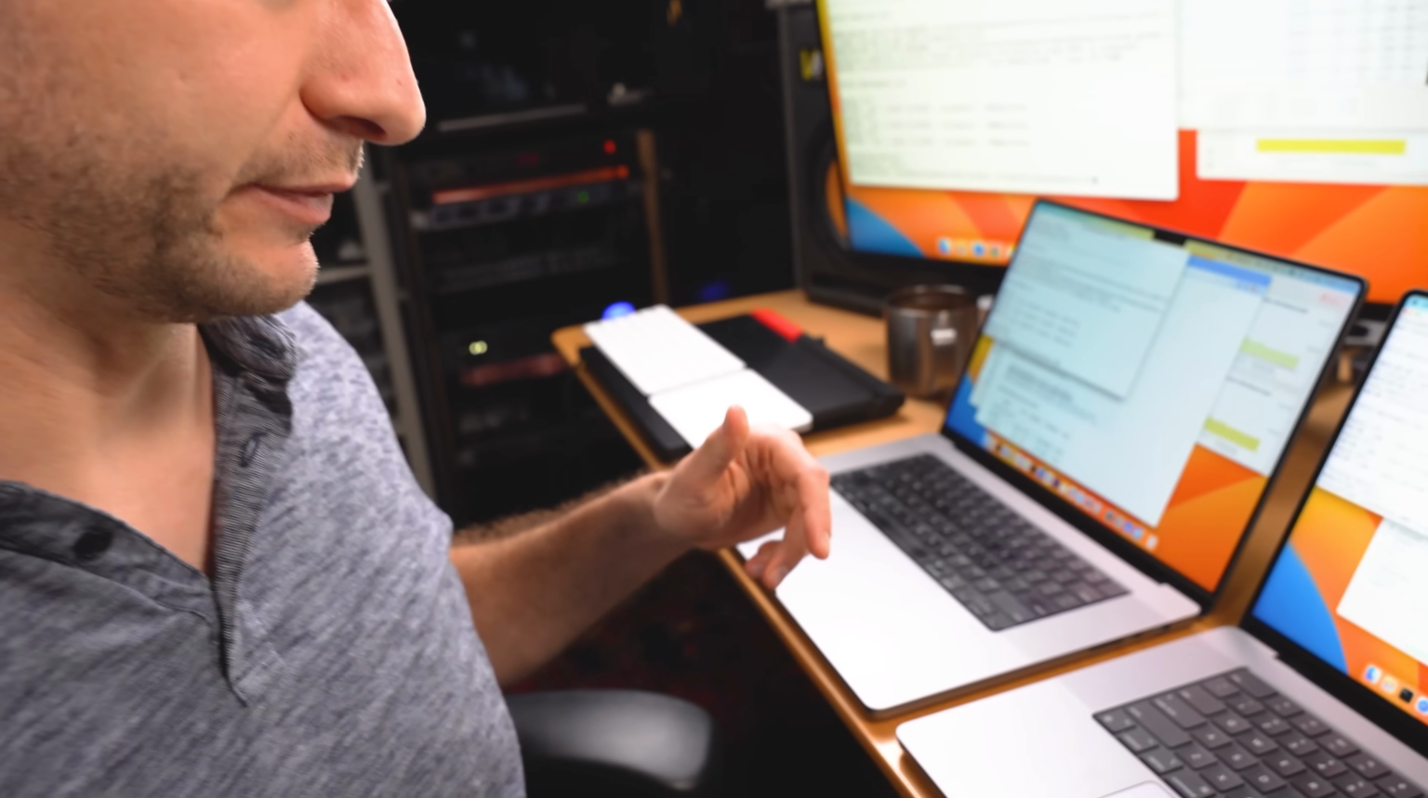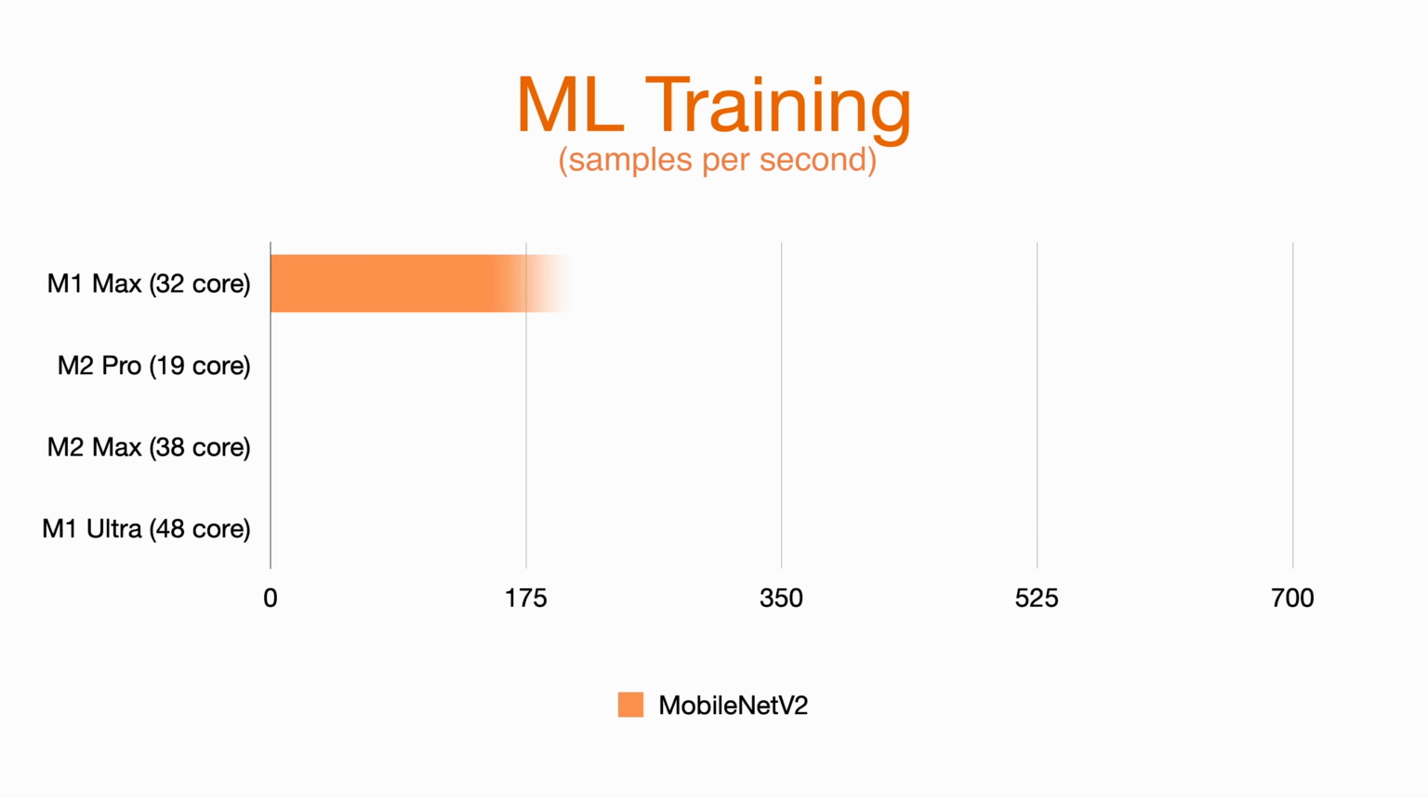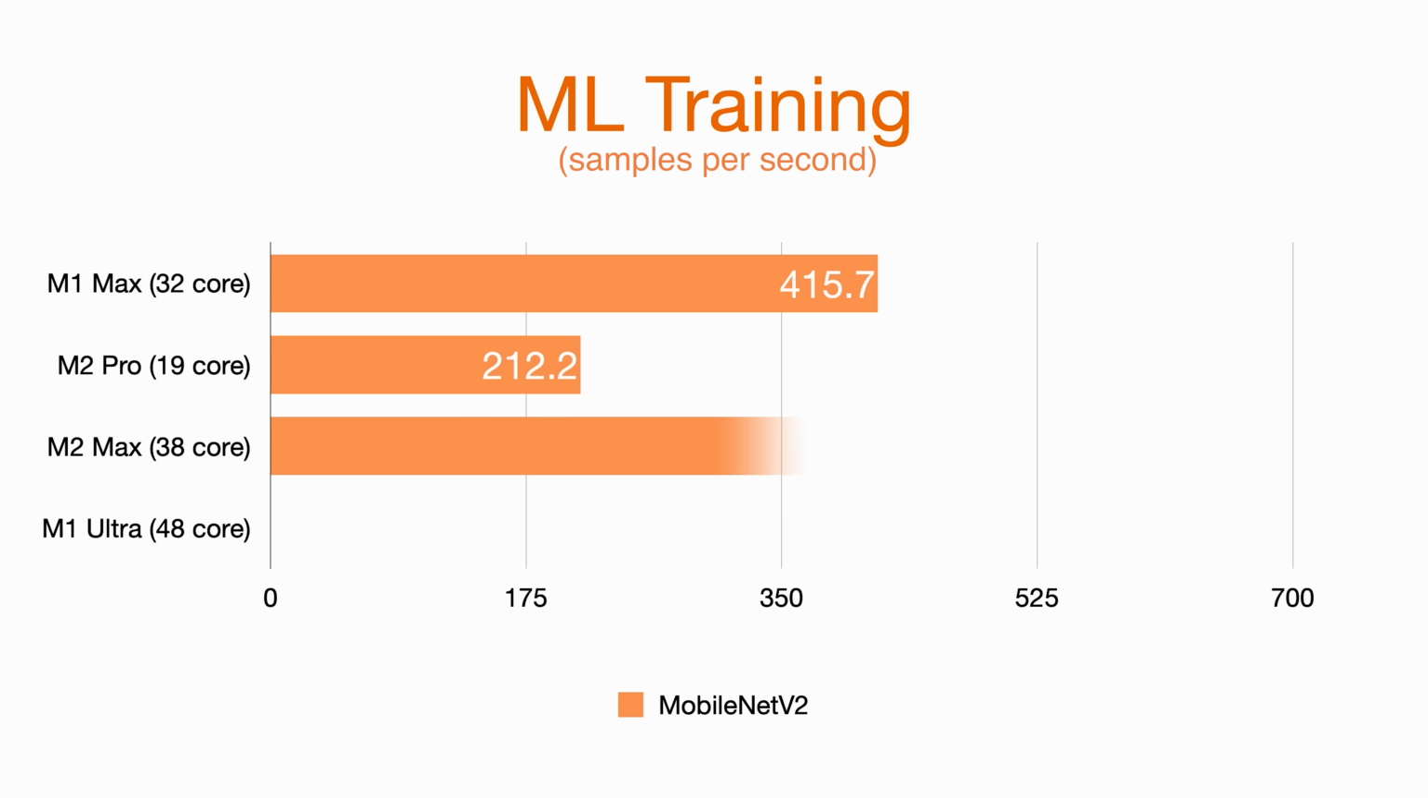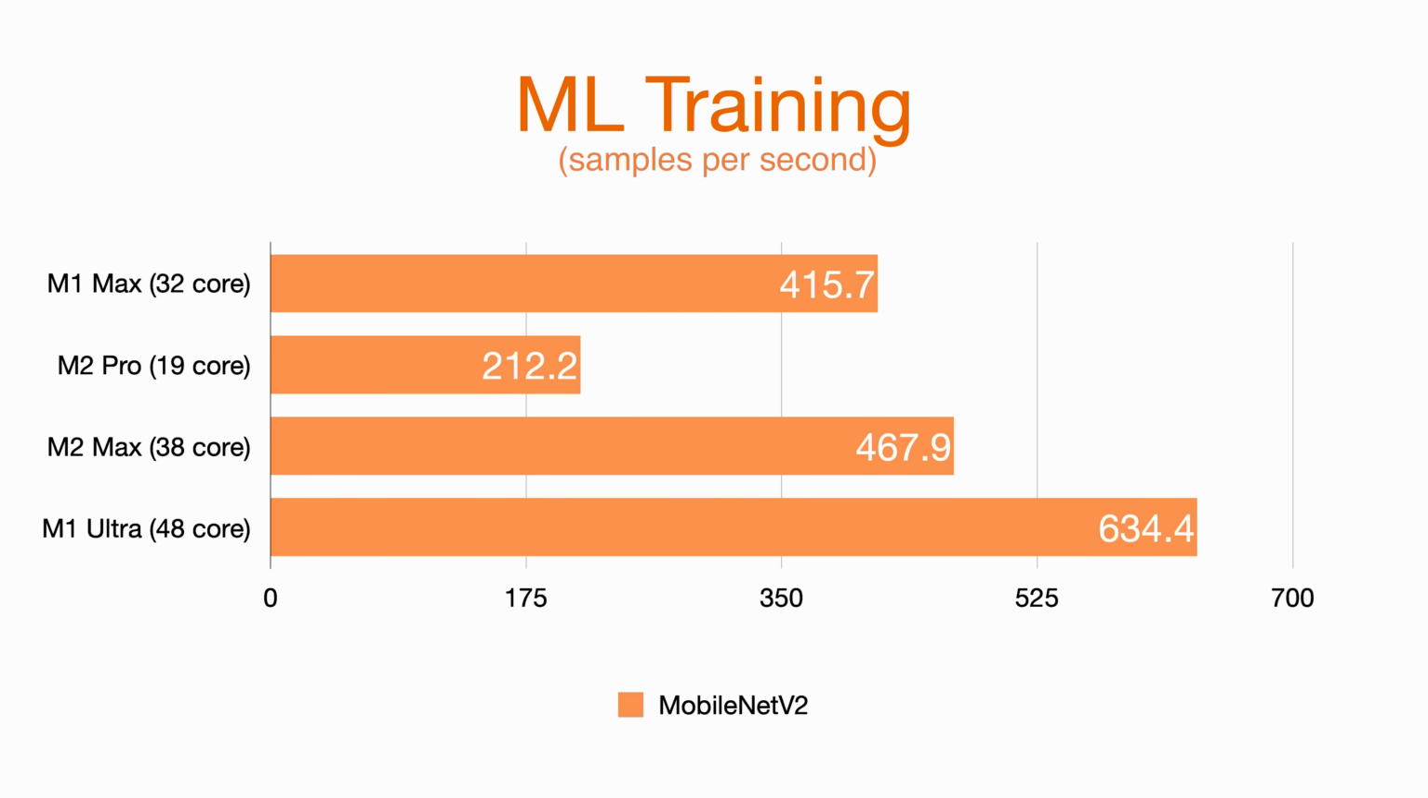All right, second test, falling right in line here, just as expected. This is MobileNet. Ready? M1 Max got 415.7, M2 Pro 212.2, M2 Max 467.9, and M1 Ultra kicking some butt again at 634.4. Wow.